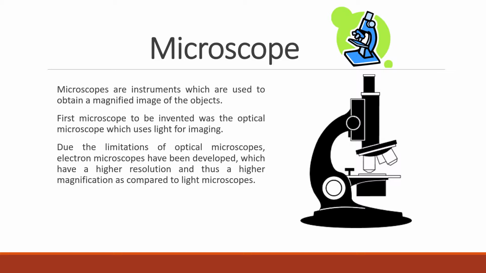The first microscope to be invented was an optical microscope which uses light to image the sample. But due to its limitations, the present day microscopes use electrons instead of light for imaging. These are known as electron microscopes. Such electron microscopes have a higher resolution and thus a higher magnification as compared to the light microscopes.